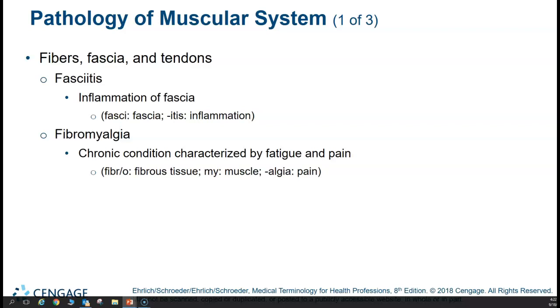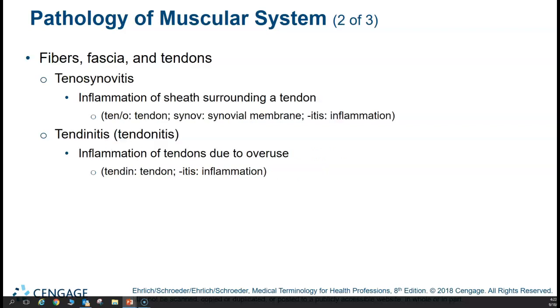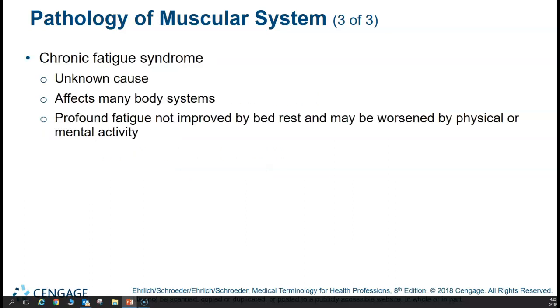You're going to hear fibromyalgia. Again, if we had to define that, it's going to be pain in the fibrous tissue and muscles. The same thing with fasciitis. It's going to be an inflammation of the fascia. Tendinitis, again, you need to be looking at those combining forms and learning them. So when you see these words, you can break them apart and be able to define them. So please be studying those combining forms for this chapter.